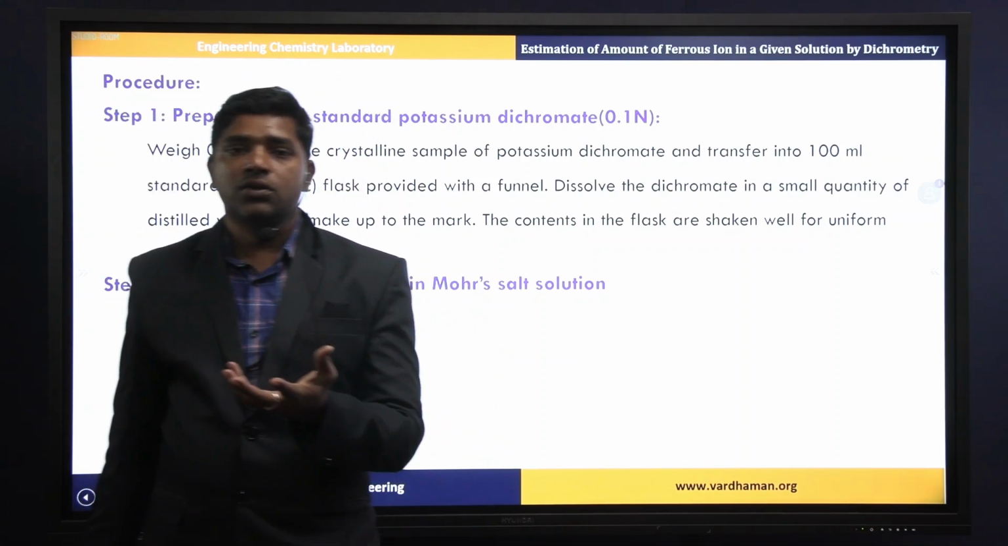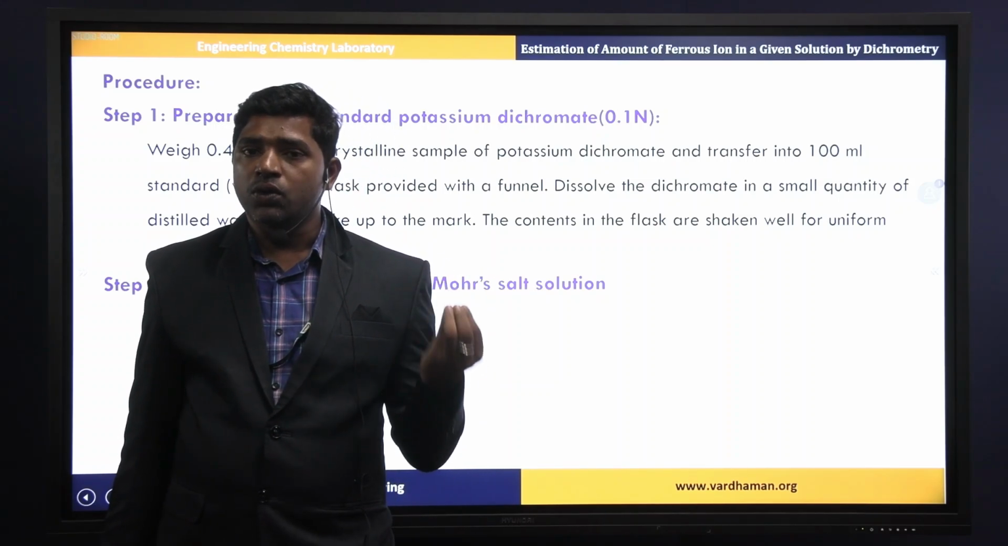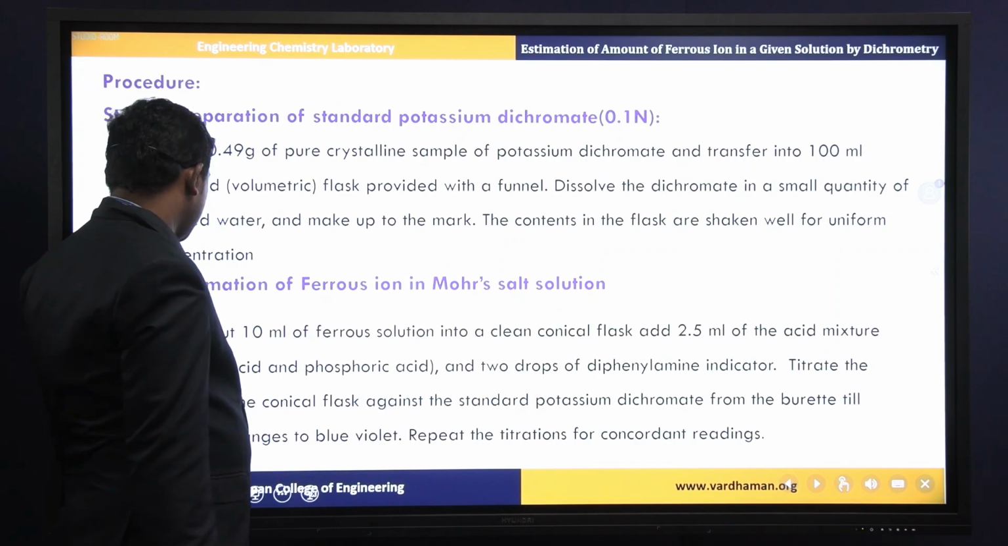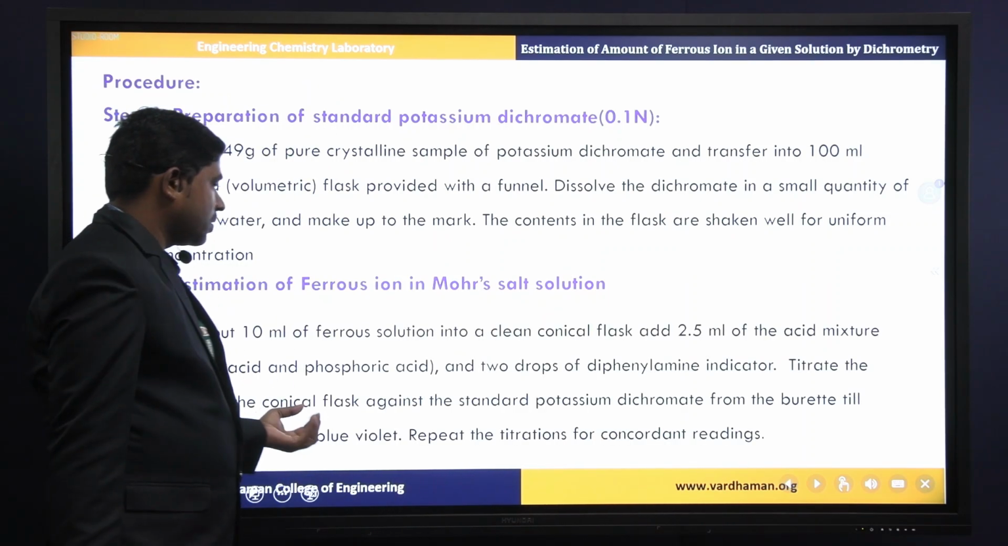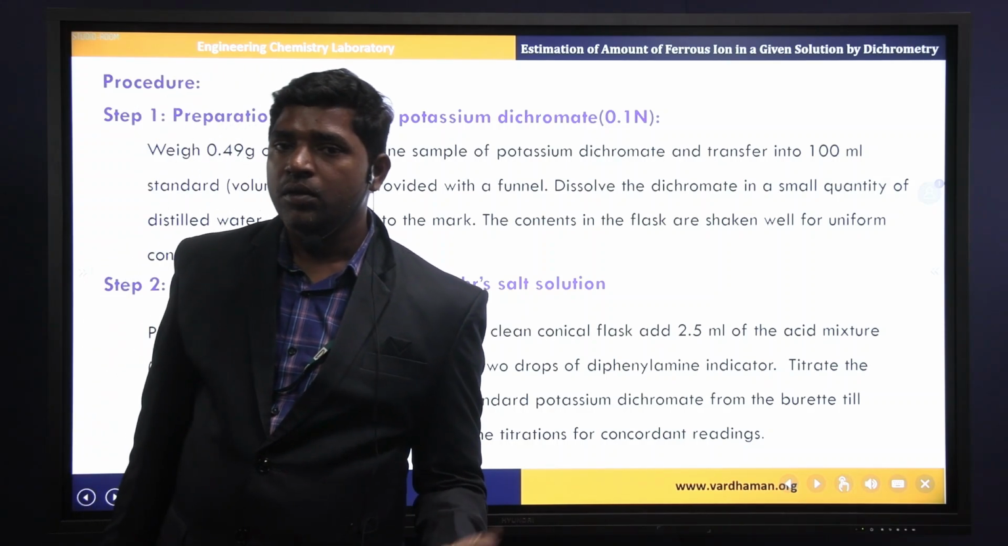So we should get the colorless solution. This colorless solution we titrate against the potassium dichromate solution, which is present in the burette.